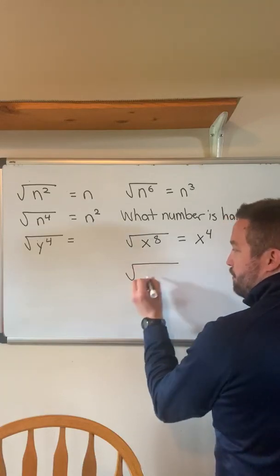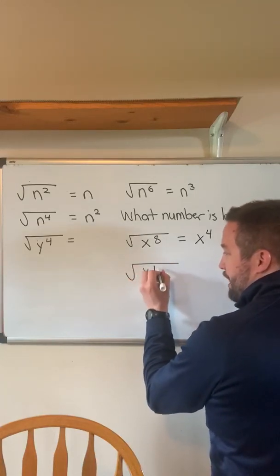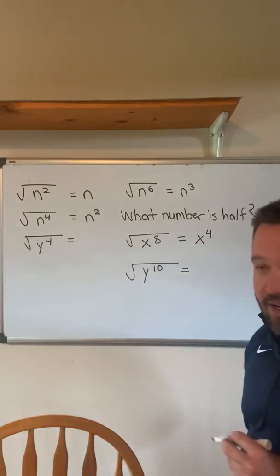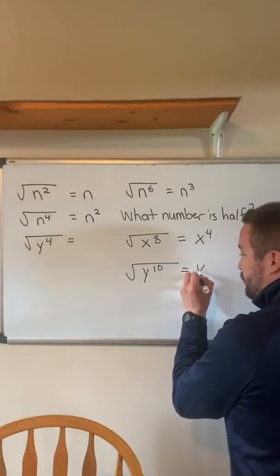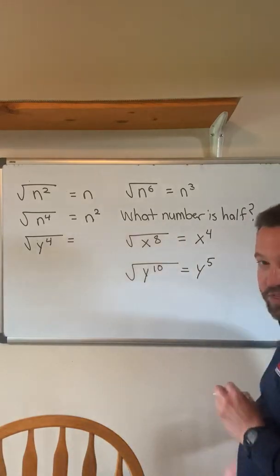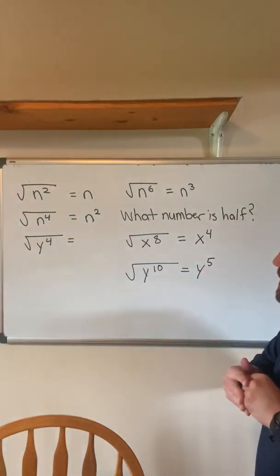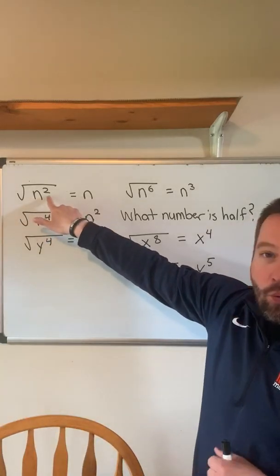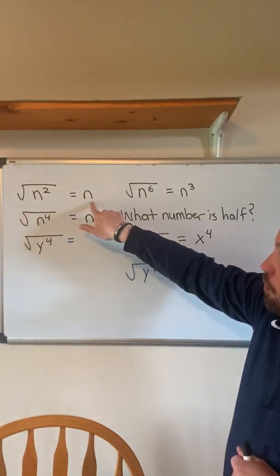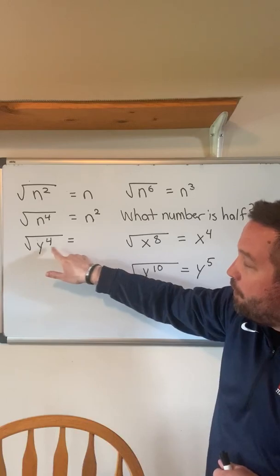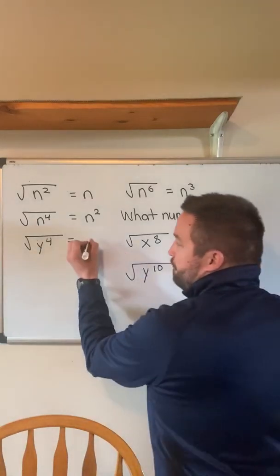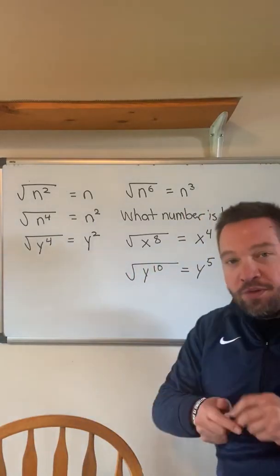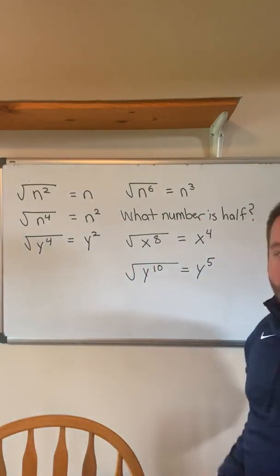What is the square root of y to the power of 10? Well, what's half of 10? That's going to be 5. So it's y to the fifth. So all we're really doing today is an extension of this, because you could say, well, what is half of 2? 1. What is half of 4? 2. So y to the fourth is going to be y squared. So it's just an extension of that process.